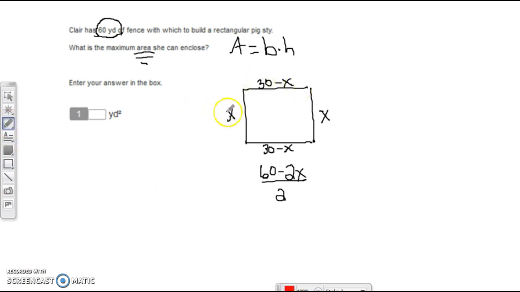But I just want you to see, let's say we let x be 10. Then to figure out the other side, we would do 30 minus 10, which would be 20. And then we would add those up: 20, 40, 50, 60. That does equal 60 yards of fence.